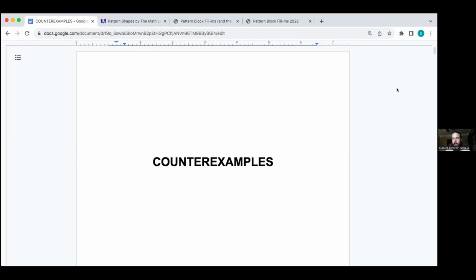I'm going to be talking today about counterexamples, which are an important notion in mathematics, but also I think can be made into interesting activities for the classroom or for math circles. We'll explore different ways in which we can use this concept to teach and to learn.